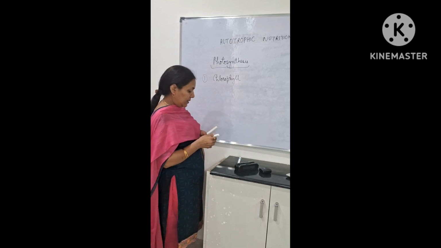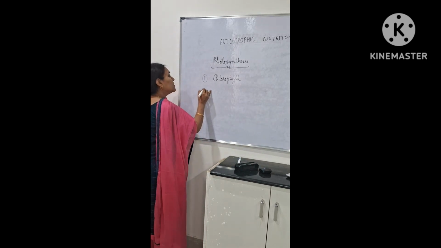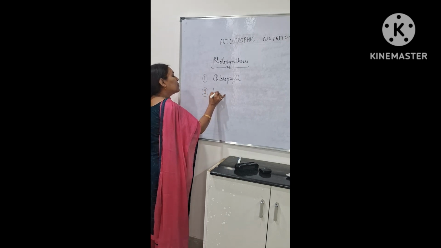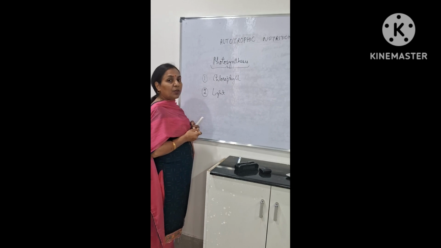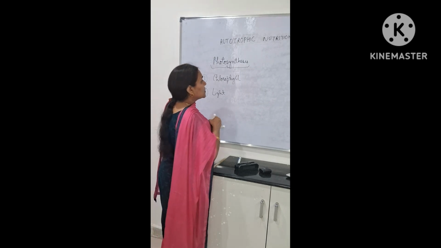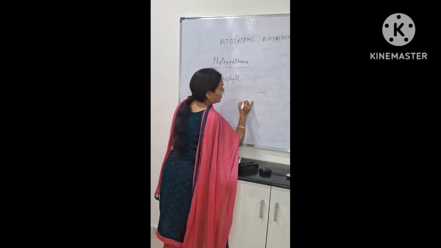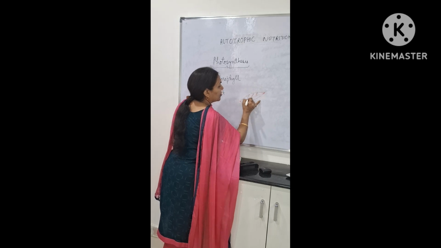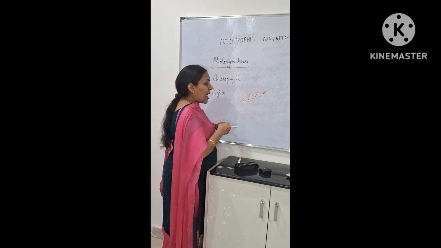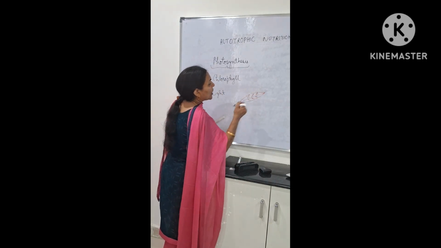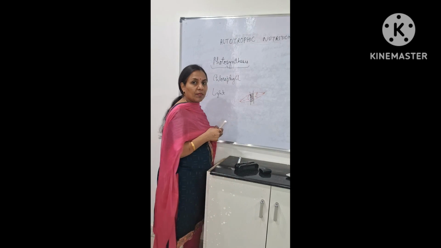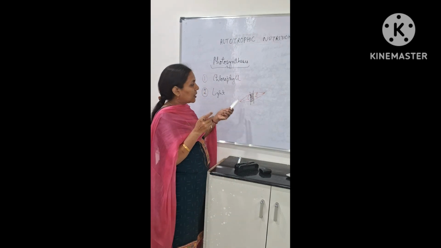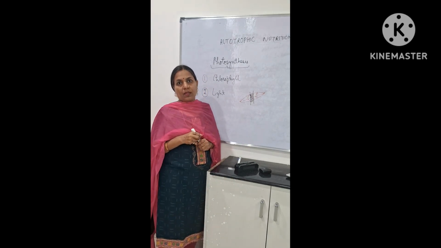The second test that we need to carry out is whether light is required or not. So what do we do? We take a simple leaf and we cover a part of the leaf with black paper and leave it under the sun.